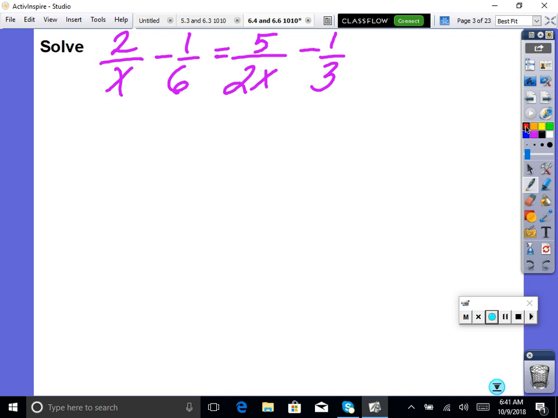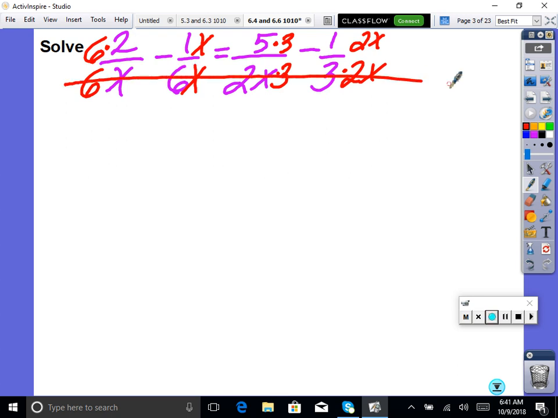So you'd say, I need to make all the denominators be 6x. So I multiply by 6 over 6. This one needs an x over x. True? This one needs a 3 over 3. And then this one needs a 2x over 2x. And then you say, okay, make sure my denominators are all the same. 6x, 6x, 6x, 6x. So now I can ignore them. Multiply all the numerators. So we have 12 minus x is equal to 15 minus 2x.